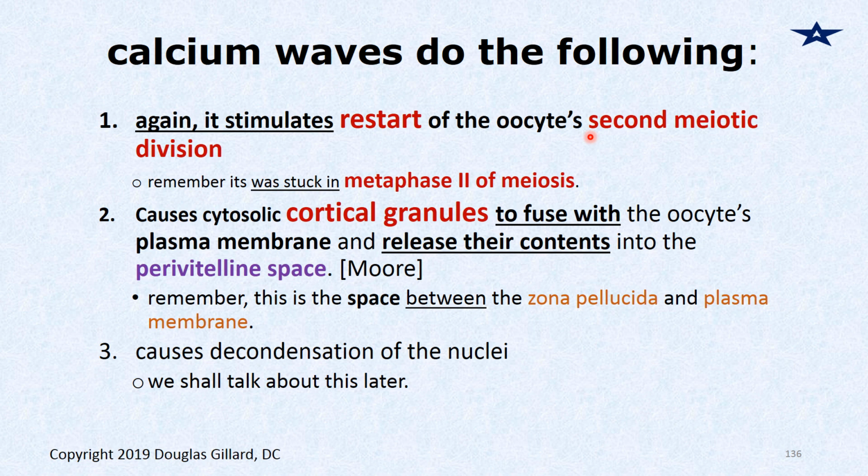It also causes, here's the cortical granules, these cortical granules to fuse with the oocyte's plasma membrane, and they release their stuff into the perivitelline space, right? And that was the space between the Zona Pellucida and plasma membrane. This causes a decondensation of the nucleus.